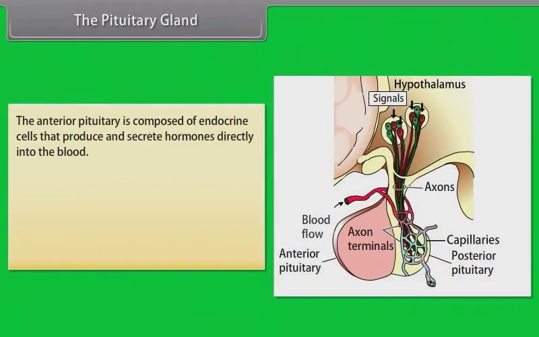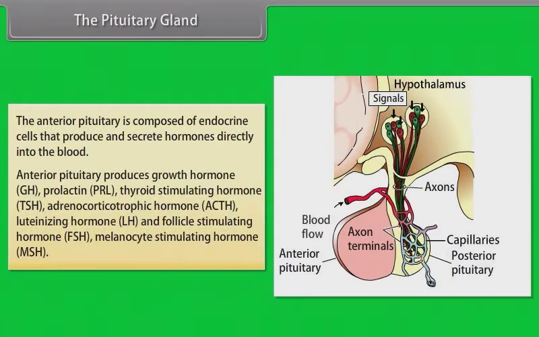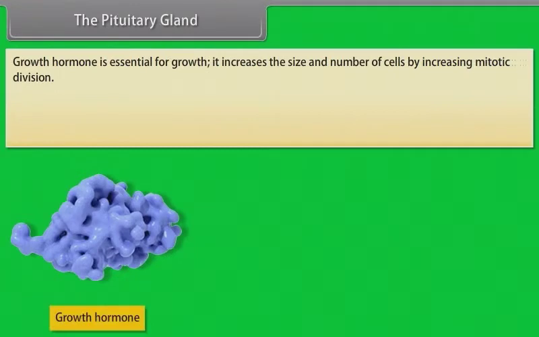The anterior pituitary is composed of endocrine cells that produce and secrete hormones directly into the blood. The anterior pituitary produces growth hormone GH, prolactin PRL, thyroid stimulating hormone TSH, adrenocorticotropic hormone ACTH, luteinizing hormone LH, follicle stimulating hormone FSH, and melanocyte stimulating hormone MSH. Growth hormone is essential for growth. It increases the size and number of cells by increasing mitotic division.